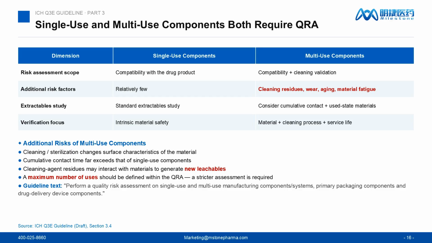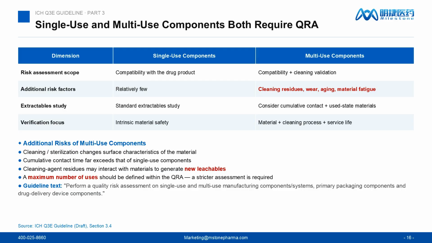Single-use systems have taken over bioprocessing, and multi-use stainless steel is still the workhorse elsewhere. Q3E requires a quality risk assessment for both, but the risk profiles are genuinely different, and treating them the same is a mistake. For single-use components, the question is straightforward: is this virgin material, used once, compatible with my product? A standard extractable study answers it.